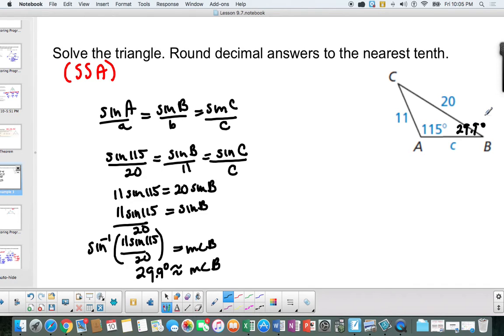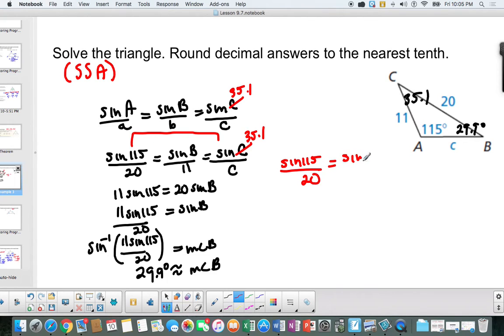Now I'm going to subtract from 180 those two angles that I am looking at. And when I do that, this angle C is going to be 35.1. So now this angle C is 35.1. And now I'm going to use these two to help me find C. So I'm going to write sine of 115 over 20 is equal to the sine of 35.1 over C.